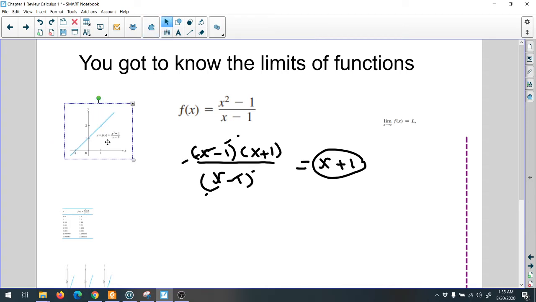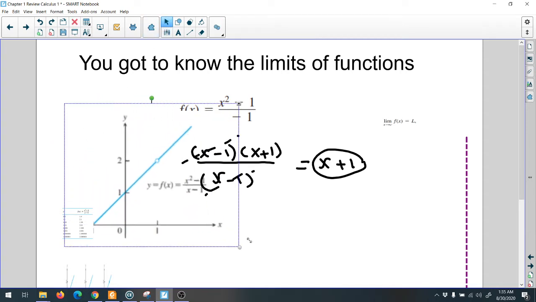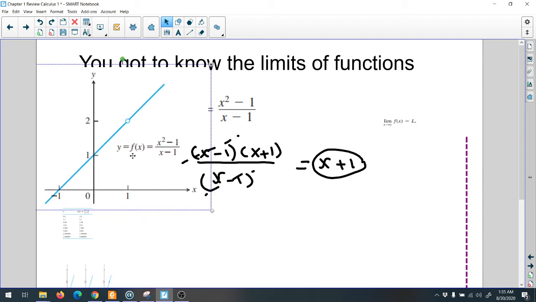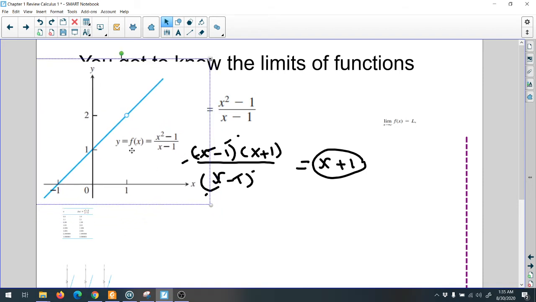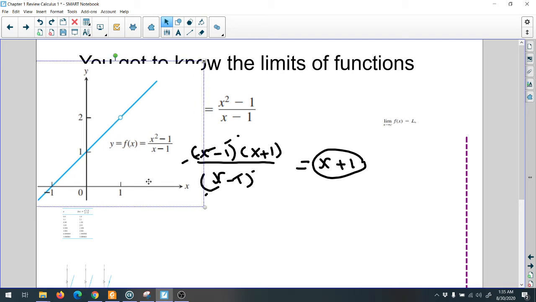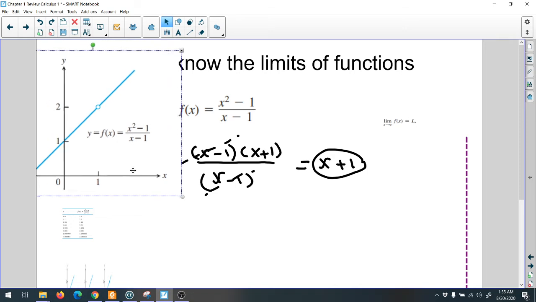Unfortunately, the graphing calculator doesn't show us this kind of graph. You see, it will be linear like this, x plus 1. But it has a gap when x equals 1. Why does it have a gap when x equals 1?